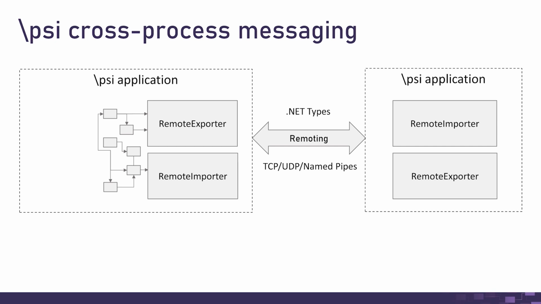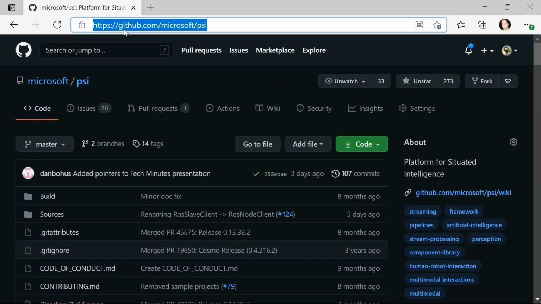But if it's Psi on one end and, say, Python on the other, or Node.js, JavaScript on the other, or something else, that's when you'd use the components available in the Microsoft.Psi.interop library, and that's what we'll be talking about today.